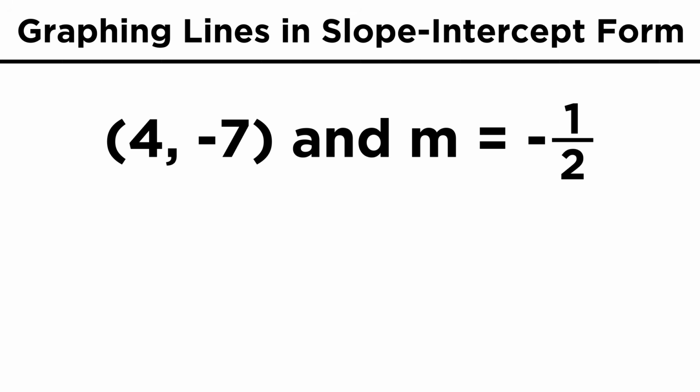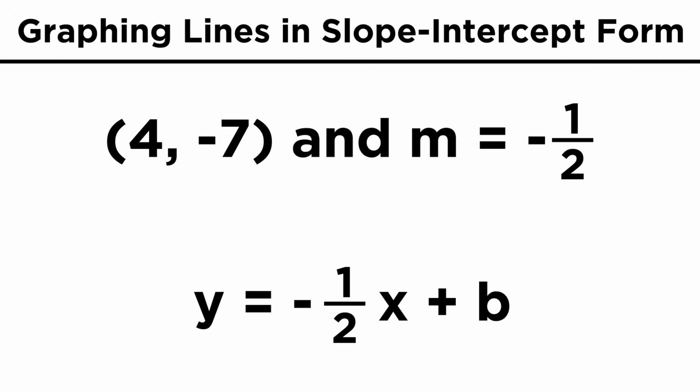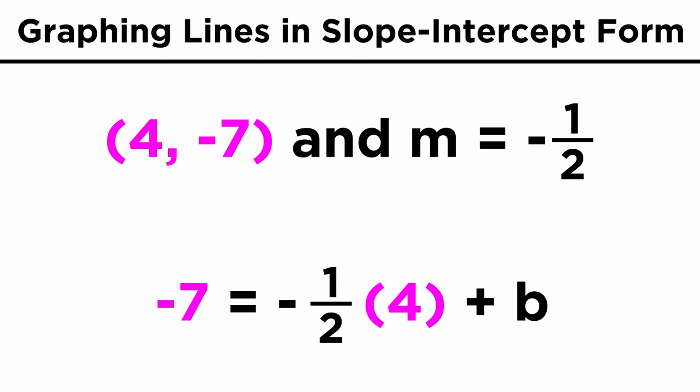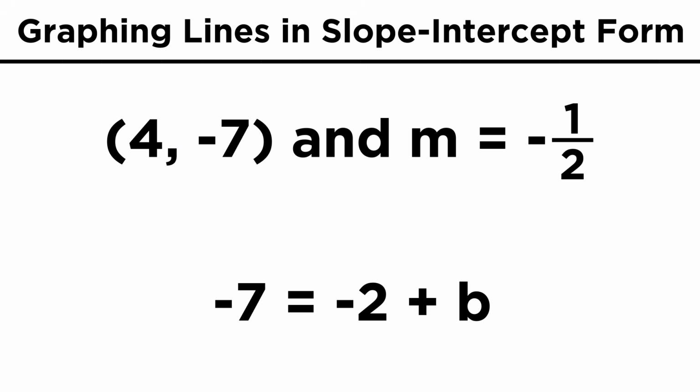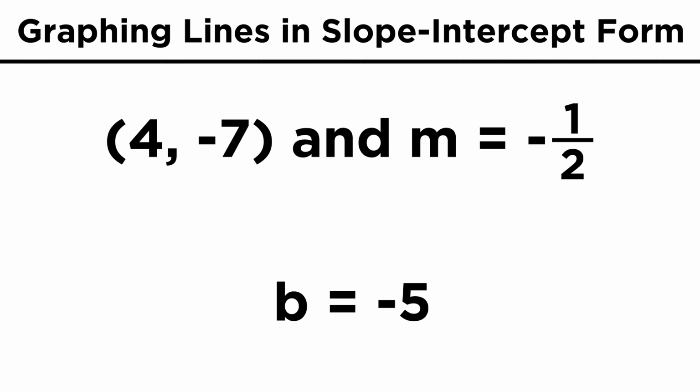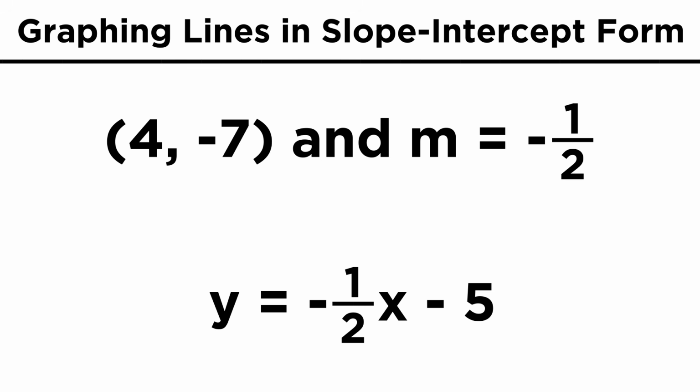If we are given 1 point and the slope, things are even easier because then we just have to solve for b. Say the line goes through 4, -7, and it has a slope of -1/2. The equation must be y equals -1/2 x plus b. Then we just plug in the coordinates for the 1 point we have, and we get -7 equals -1/2 times 4 plus b. -7 equals -2 plus b, and b equals -5. This allows us to write the entire equation.